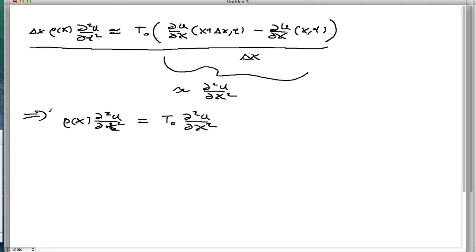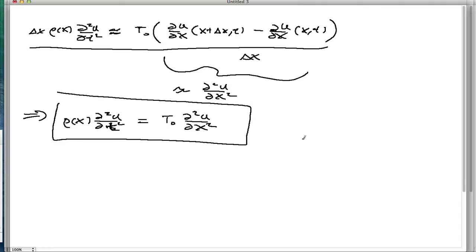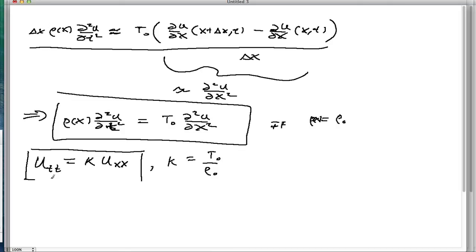So that's a second derivative with respect to time. If rho(x) is just rho 0, a constant, there's a uniform property to our string. We can write it as u_tt equals k u_xx, where k is just equal to T0 over rho 0. And this is typically what we call the wave equation.